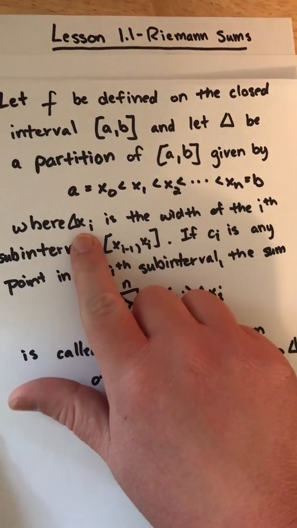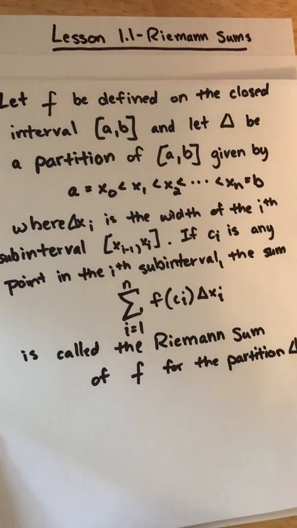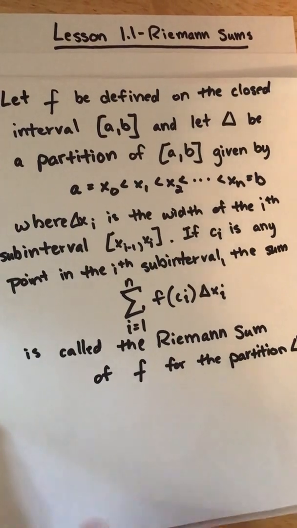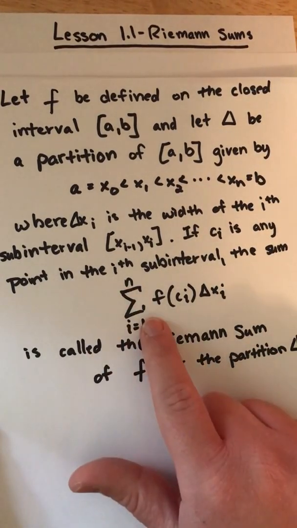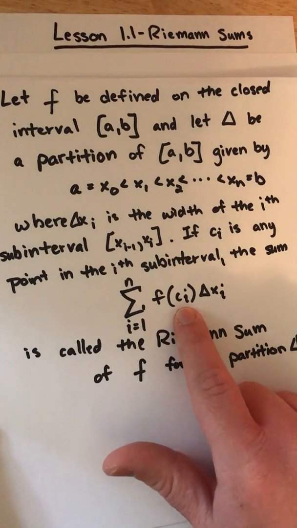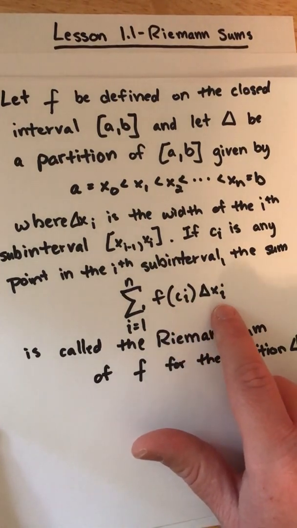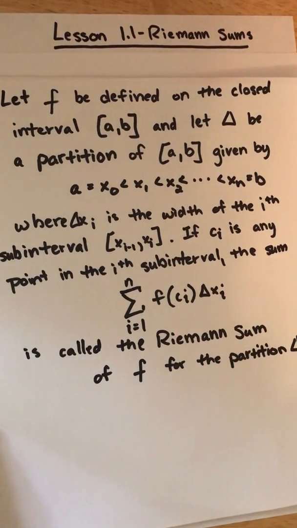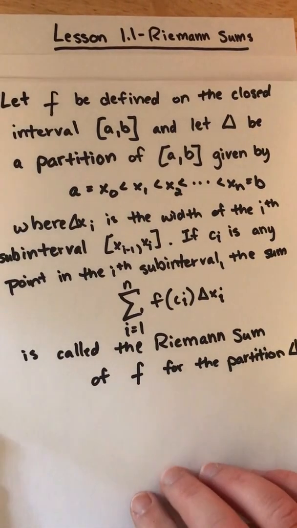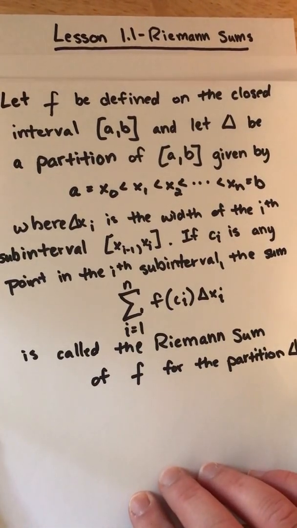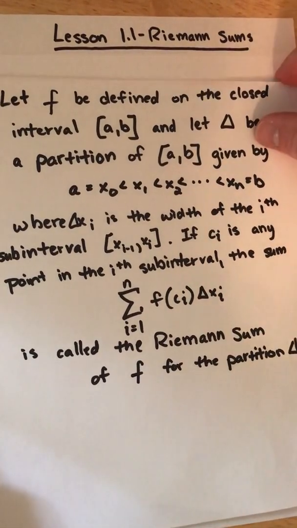So essentially we're going to slice this up into different rectangles. Notice delta x sub i is the width of the ith subinterval, and c sub i is any point in the ith subinterval. The sum from i equals 1 to n of f of c sub i times delta x sub i is called the Riemann sum of the function f for partition delta. Now, that's a very long-winded mathematical definition. So here's what I'm going to do to try to simplify it for you.